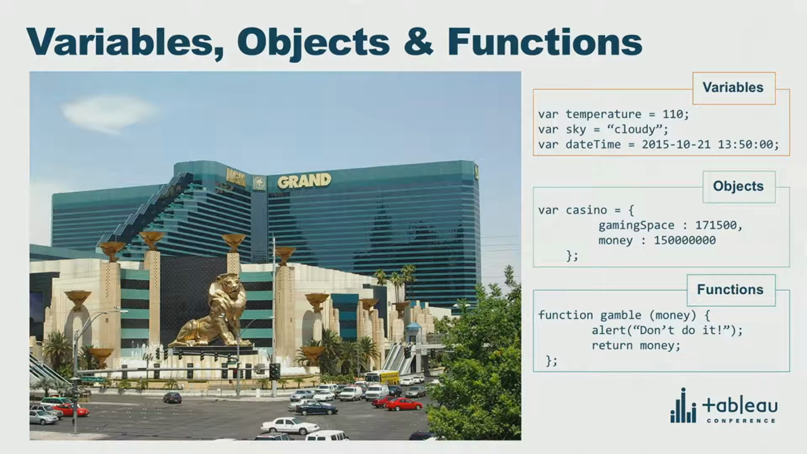We can then have objects, and objects are a variable which have properties. So we don't describe one thing in a string or in a value. We describe lots of things. So we could say that this casino has a value of gaming space, and according to Wikipedia, that's about 171,000 square feet. And according to Ocean's 11, the money in the casino on a fight night is $150 million with inflation. I'm not sure what that is, but you get the idea.